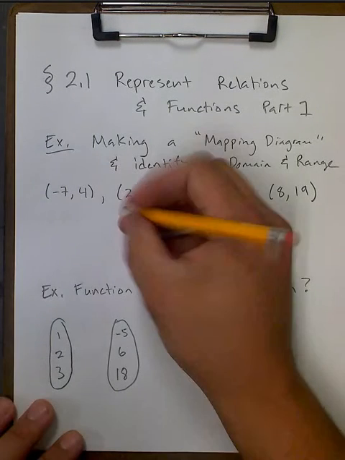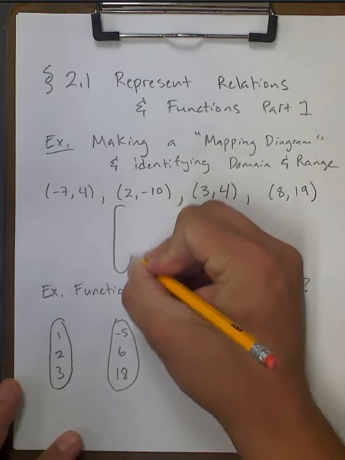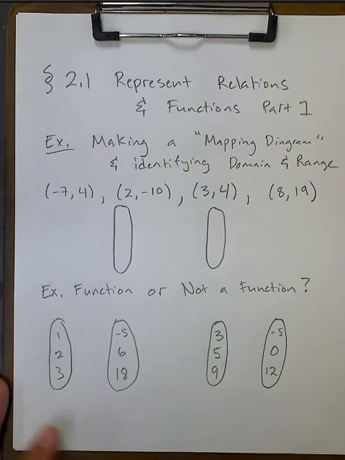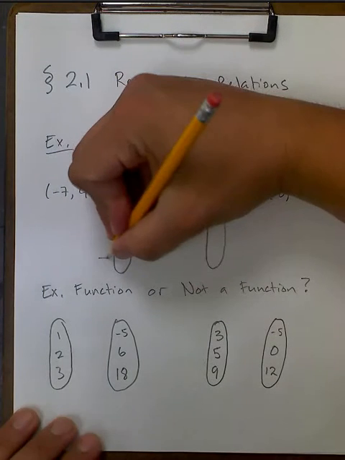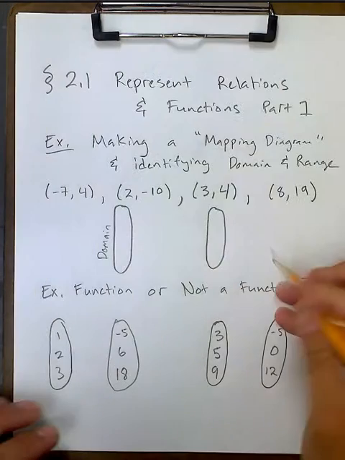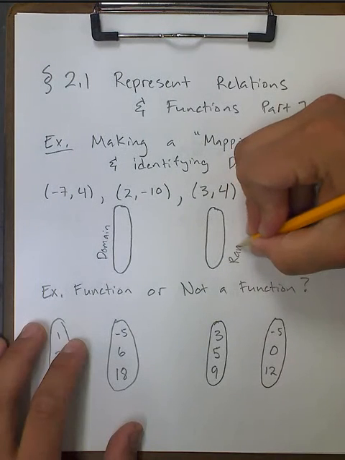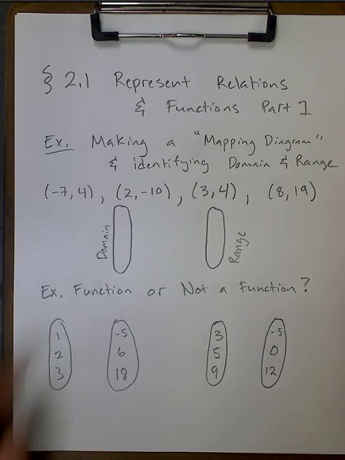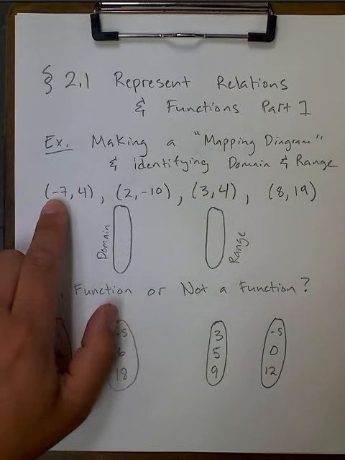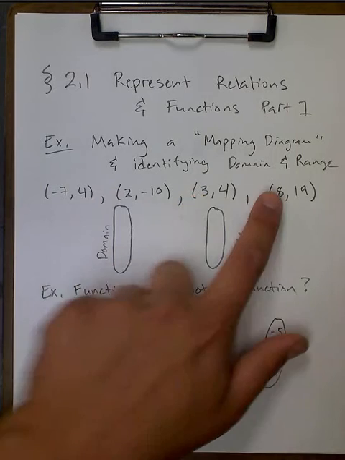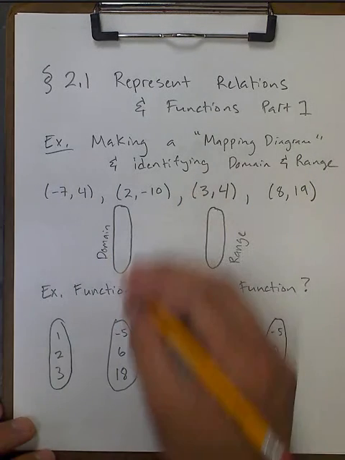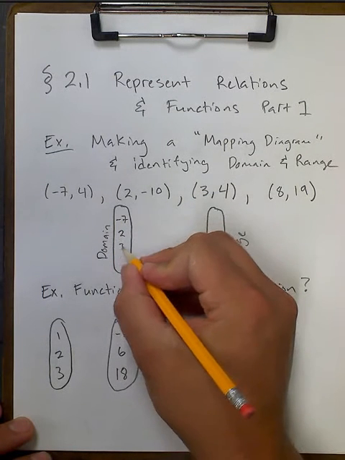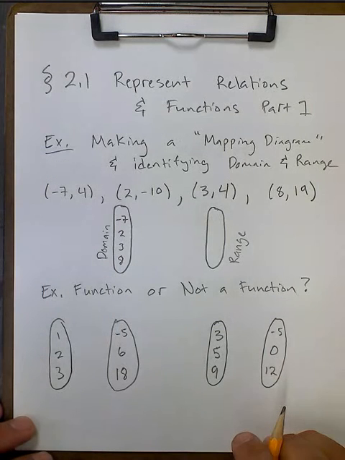If you're given ordered pairs and it says to make a mapping diagram, what you need to do is draw two vertical ovals, one on the left, one on the right, like so. The one on the left is your domain, and the one on the right is your range. In the oval on the left, you put the first coordinate of each of the points, the x coordinate. I usually like to order them. In this case, they're ordered nicely for me, so I have -7, 2, 3, and 8 going into the oval on the left, which is the domain.